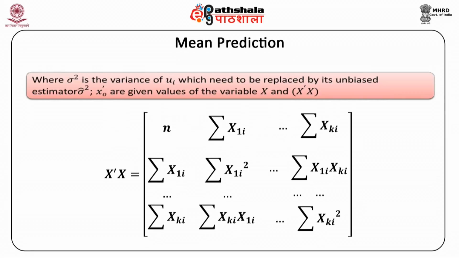x0 prime are given values of the variable x, and x prime x is the matrix given as below, which is a 3 by 3 matrix. In fact, the order of the matrix will depend upon the value of k. So we have the diagonal values and the off-diagonal values. I'm sure you can see it from this table, from this matrix which we have shown here.